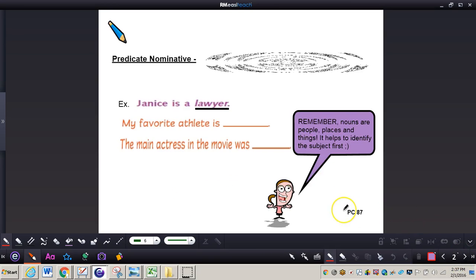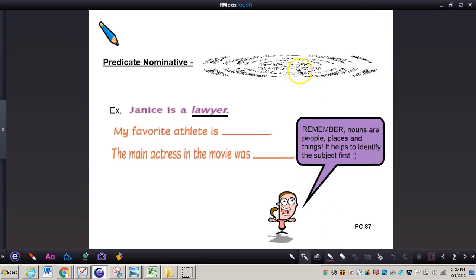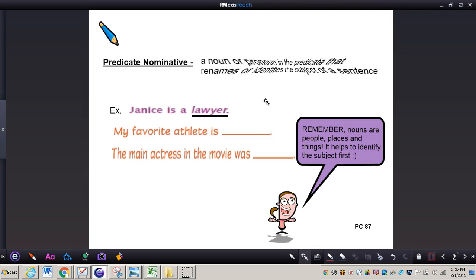Now let's take a look at predicate nominatives, and I want you to write down the definition of this in your writing journal. A predicate nominative is a noun or pronoun in the predicate that renames or identifies the subject of a sentence. Okay, so we can see an example here. Janice is a lawyer. So what it's doing here, it either renames or identifies the subject of the sentence. So lawyer is identifying what Janice is.